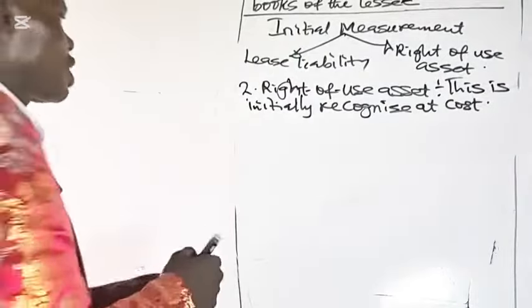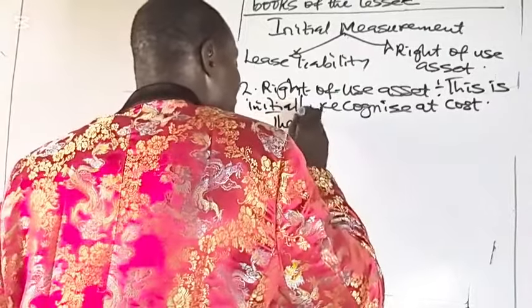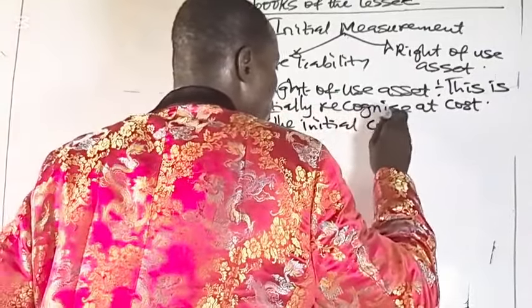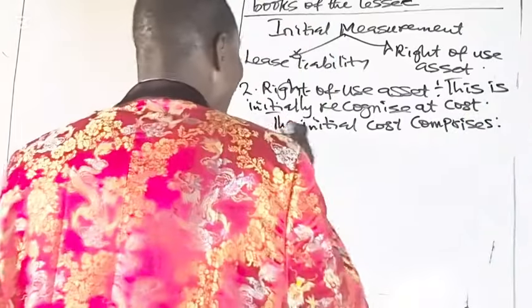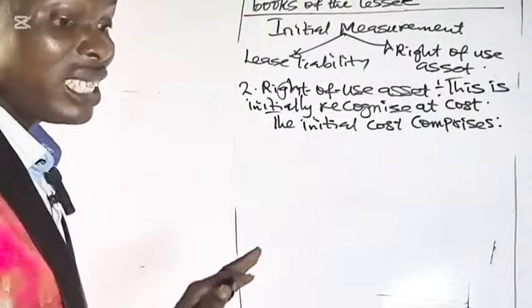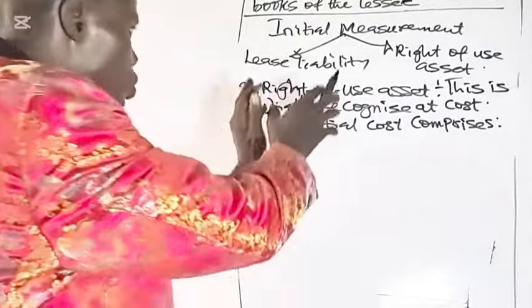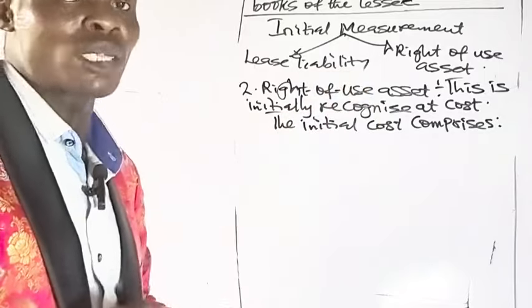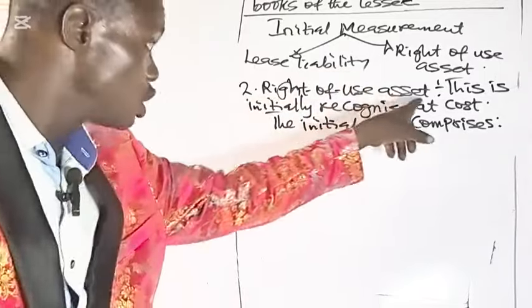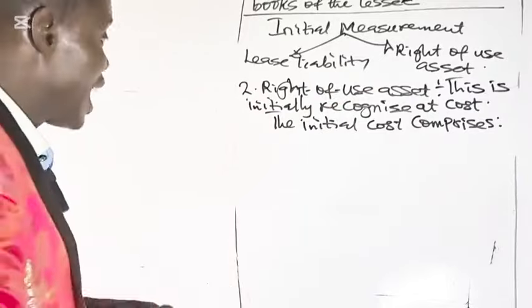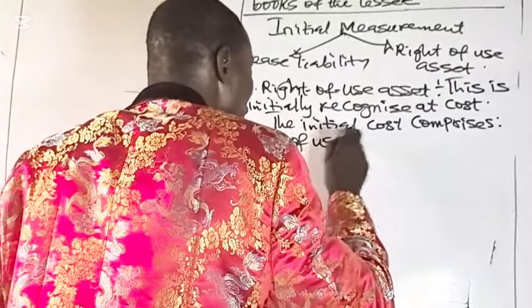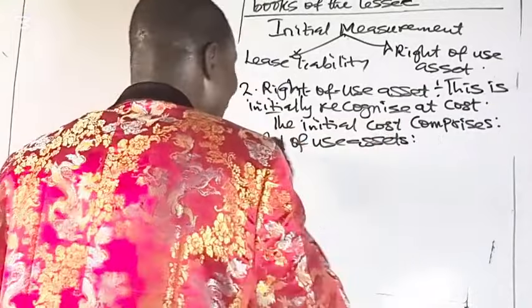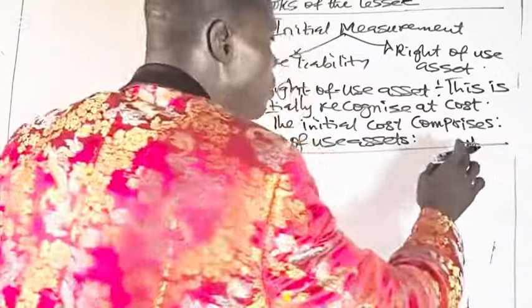The initial cost comprises, that is, if you want to determine the right of use asset, these are what will constitute the initial cost that will form the right of use asset. You sum up the following costs.